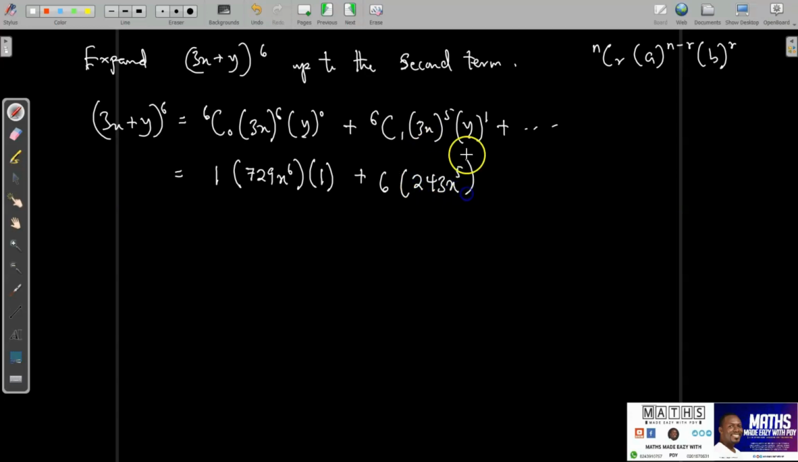243. Then x to the power 5, y to the power 1 is the same as y. Then plus dot dot dot. So the final answer for this question is simply 1 times all this, which gives us 729 x to the power 6. Then plus 2 times 243, what answer do we have? 1,458. Then x to the power 5, y, plus dot, dot, dot. So this is what the solution should be when it comes to the expansion for this question.